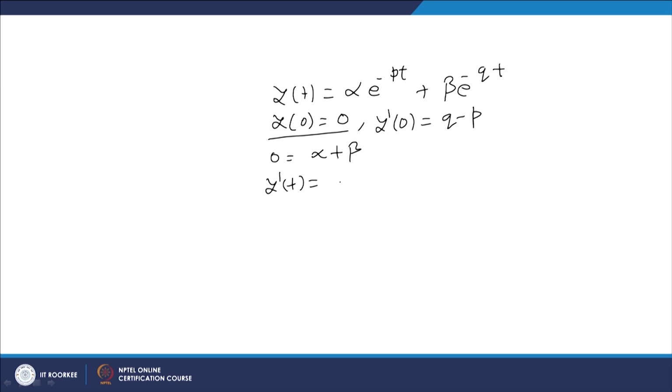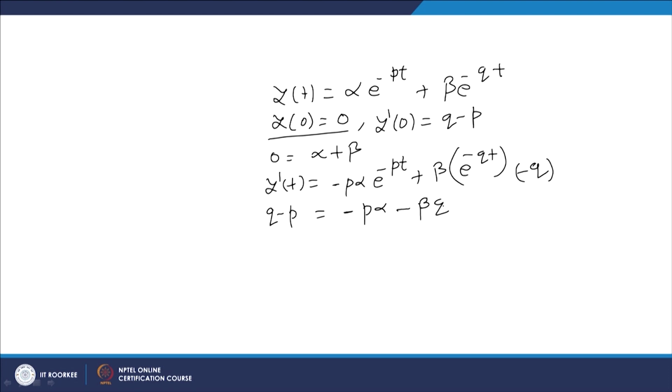If you look at y dash t, it is equal to minus p alpha e to power minus p t plus beta e to power minus q t differentiated, which gives e to power minus q t into minus q. Now put t as 0. This gives q minus p equal to minus p alpha, which comes out to be 1, and minus beta q. So minus p alpha minus beta q is coming out to be this. Since alpha plus beta is 0, we can write beta as minus alpha. So minus p alpha plus alpha q, and here we can take out alpha and we have q minus p.